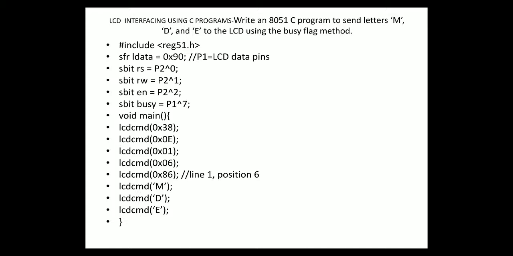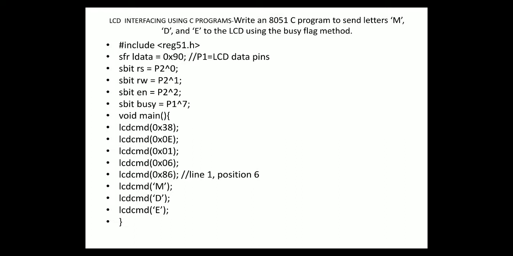So LCD command 0x38, LCD command 0x0e. I think everybody now knows it. 0x38 is the 2-line matrix. 0e is display on, cursor blinking. 01 is clear display screen. 06 is cursor shift to the right. And 86 is nothing but line 1, position 6. This is what has to happen. Next, what is the data that you want to send? LCD data M, LCD data D, and LCD data E. Please make that correction: instead of CMD, it should be LCD data.